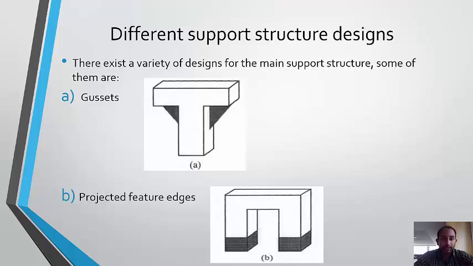Other one is single webs. Thin walls can be supported by single webs provided by projecting the center line along the narrow side of the thin walled features. Cross members are added to provide stability of the support structure.